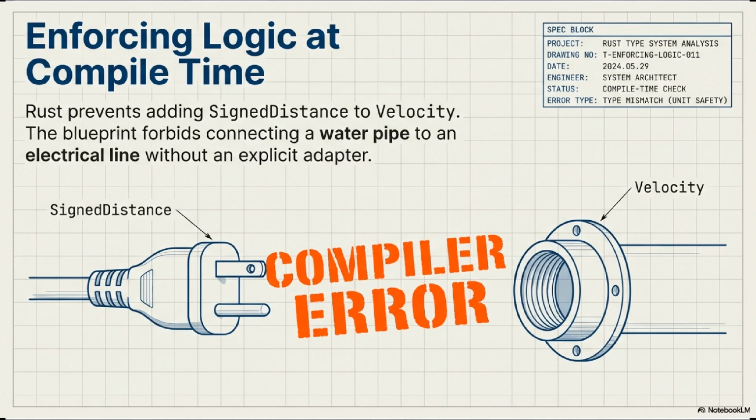And because of that, the compiler can become your own personal safety inspector. Since signed distance and velocity are now totally different things, the compiler can enforce real-world logic. Trying to add them together is like trying to connect a water pipe to an electrical socket. It just doesn't make sense, and the compiler will stop you, catching the bug before your program even runs.